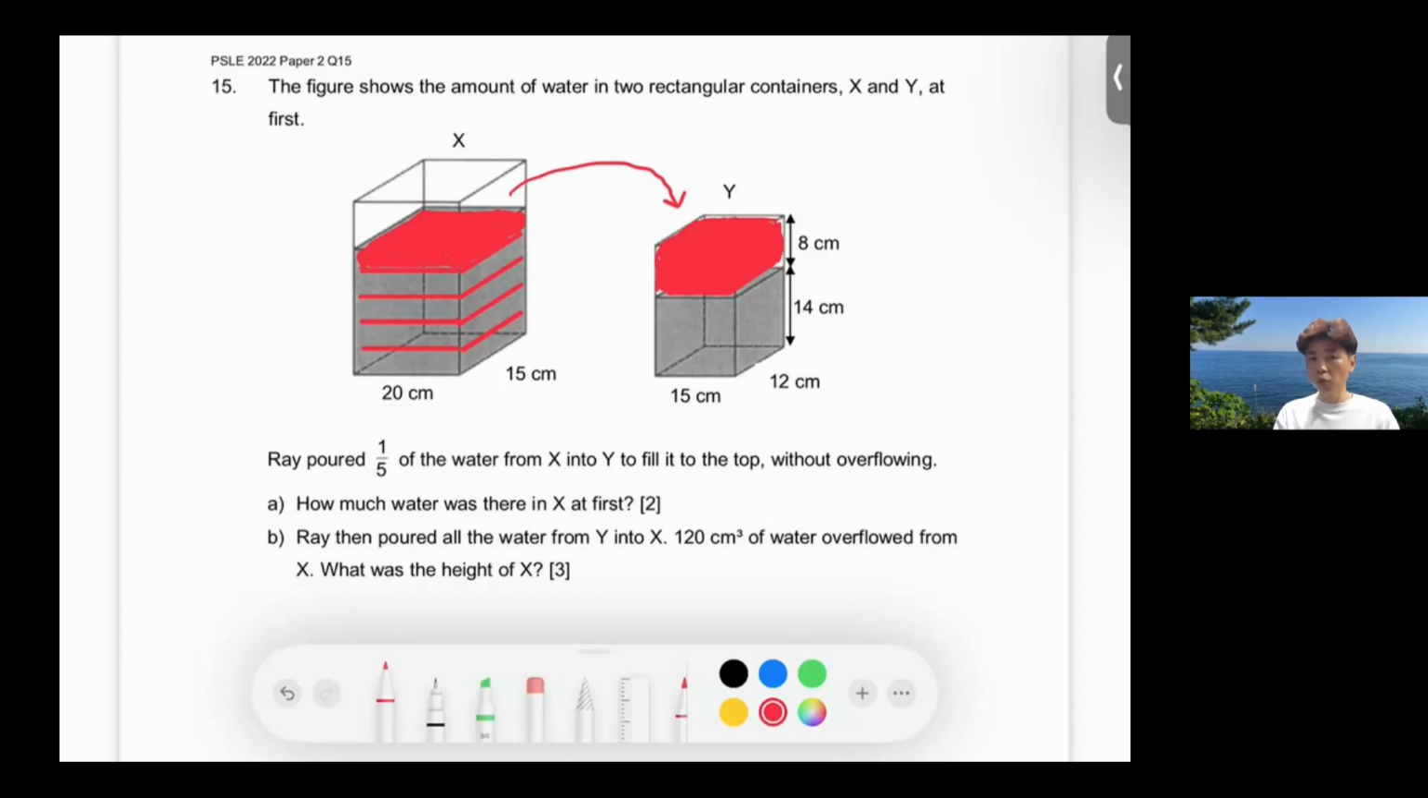So we're going to make use of the red shaded part in container Y to find out what's 1/5 of the water in X. All we have to do is just to take the length of this container Y, and that's 15, multiply with its breadth, and that's 12 centimeters, and multiply that with the height of the water here, and that's 8 centimeters. So let me write that down first.